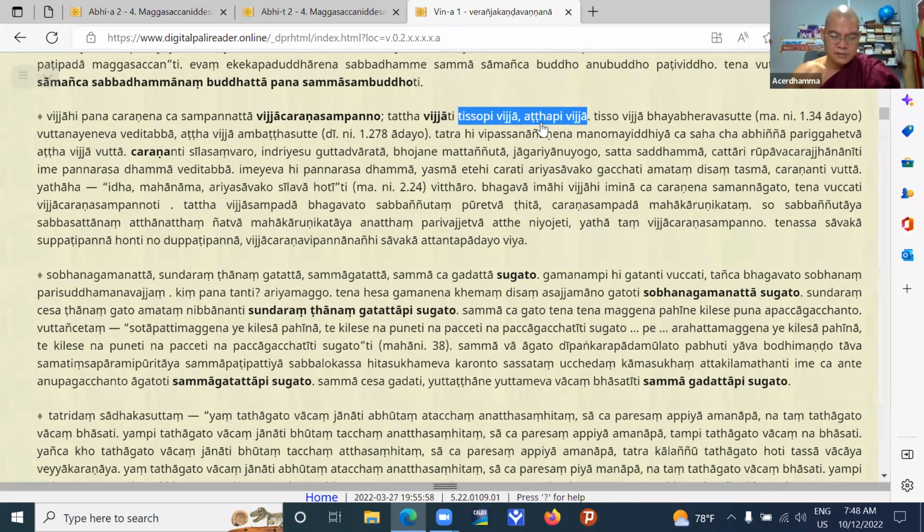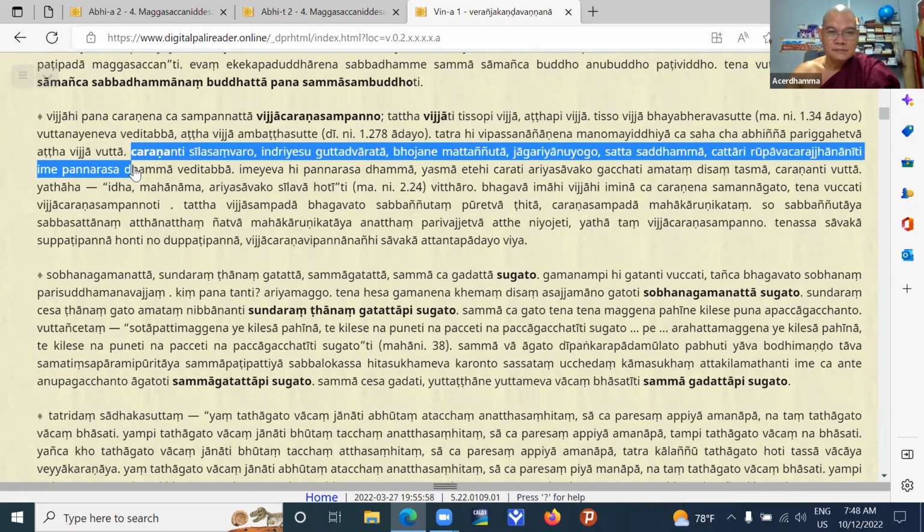So that is vijja. What is carana here? How many kinds of carana are there? As you have learned before, there are fifteen. Let's see here. Sila Samvara, observing sila, that is carana. Without carana, there will be no vijja. Indriyesu Guttadvarata, controlling the faculties, is very important to get vijja.